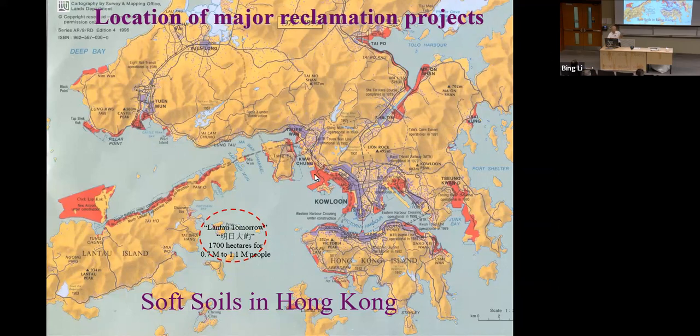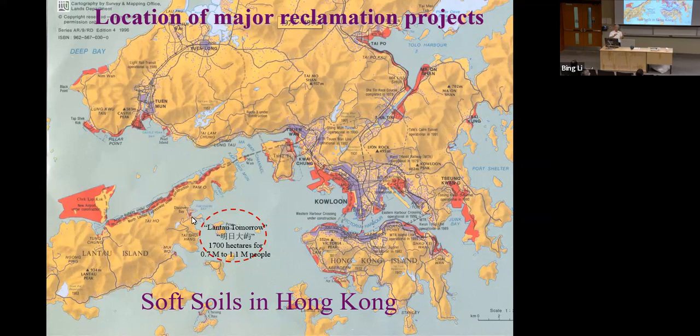So in the future, there will be subways and traffic roads to connect Hong Kong Island to this new town. Then this is to Nantou Island to the airport. In the future, maybe more than 500,000 people will live in these areas.